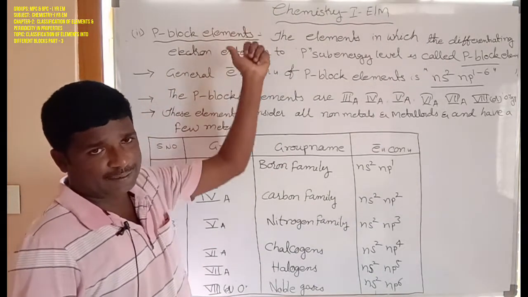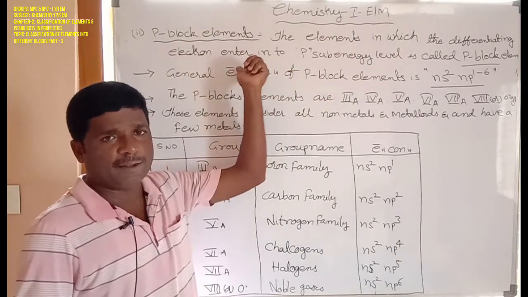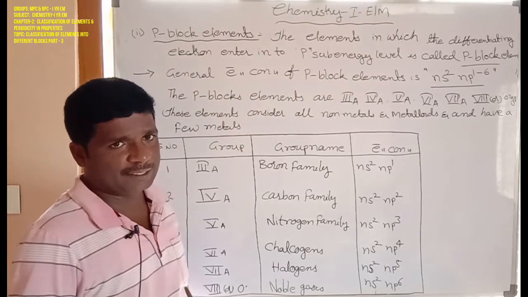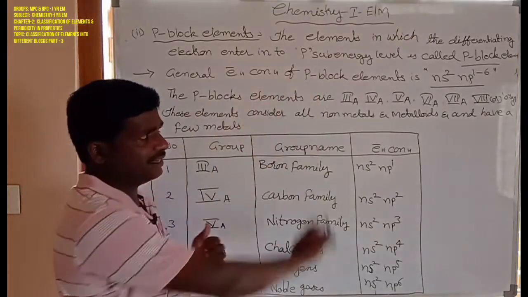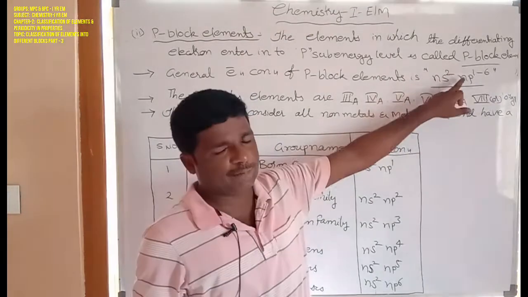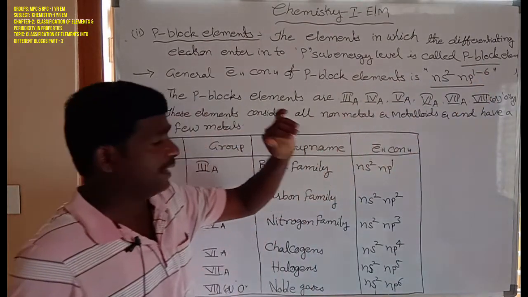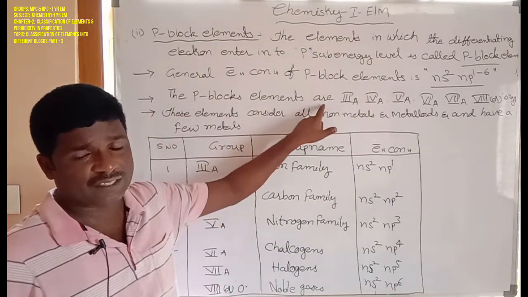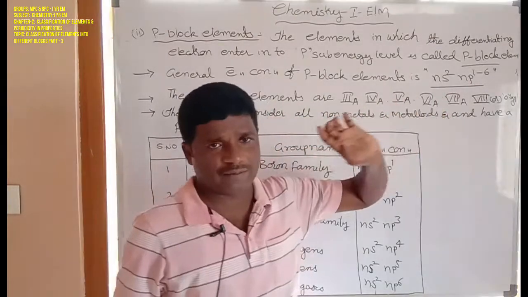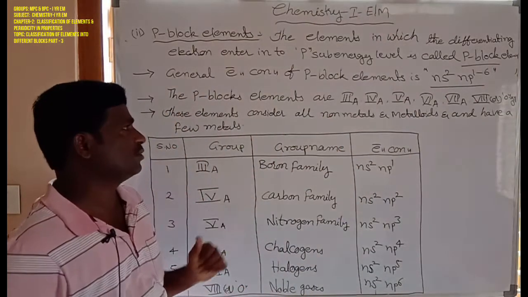The second one is the p block elements: the elements in which the differentiating electron enters into the p sub-energy level or p orbital are called p block elements. The general electron configuration is ns2 np1 to 6. The s orbital consists of 2 electrons and the p orbital consists of 1 to 6 electrons. The p block elements are groups 3A, 4A, 5A, 6A, 7A and zero group elements, or 3A to 7A and zero group elements.